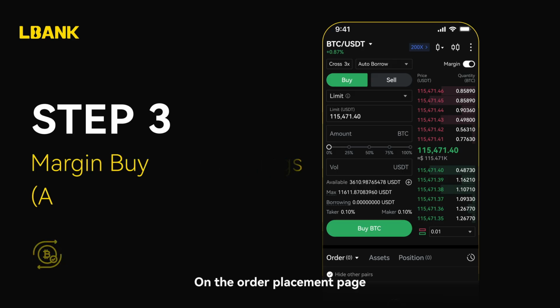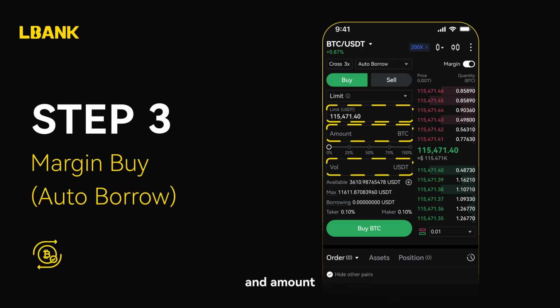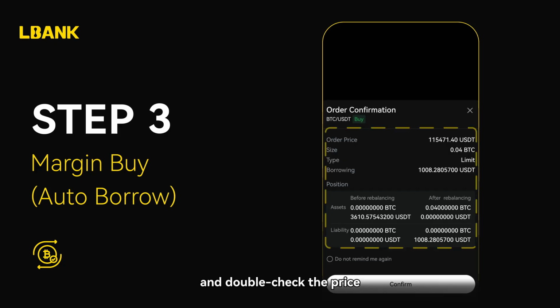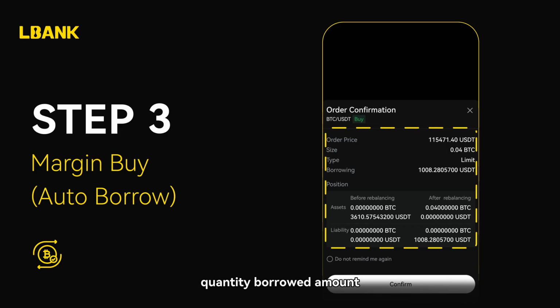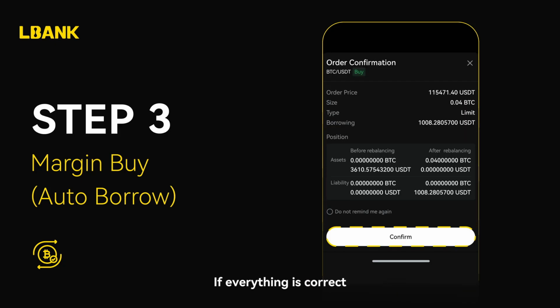Step 3. On the order placement page, set the price, quantity, and amount. Click Buy and double-check the price, quantity, borrowed amount, and position change information. If everything is correct, click Confirm to place the order.